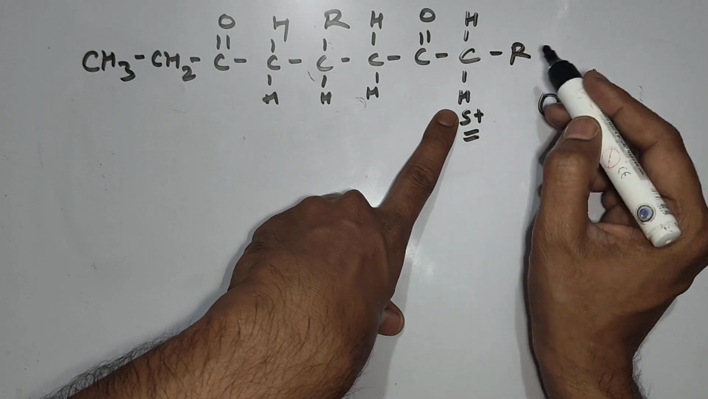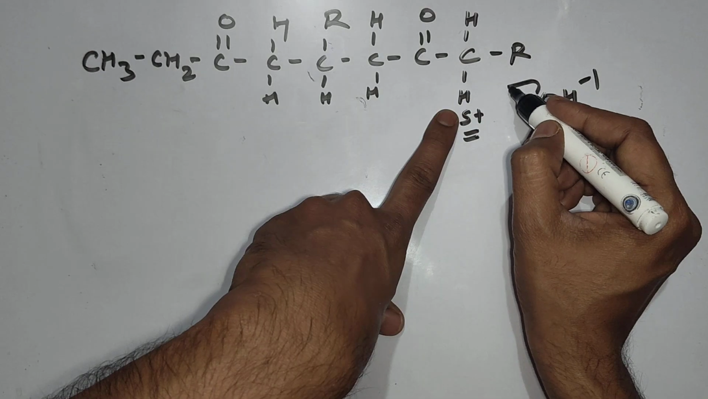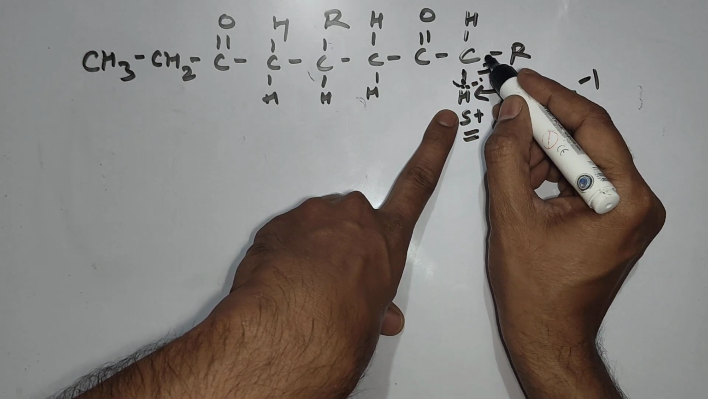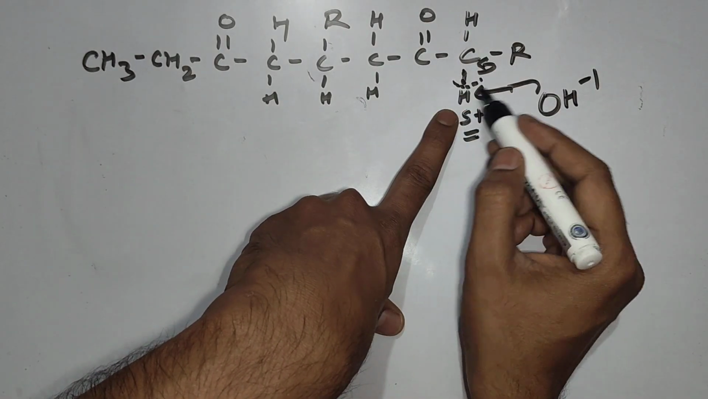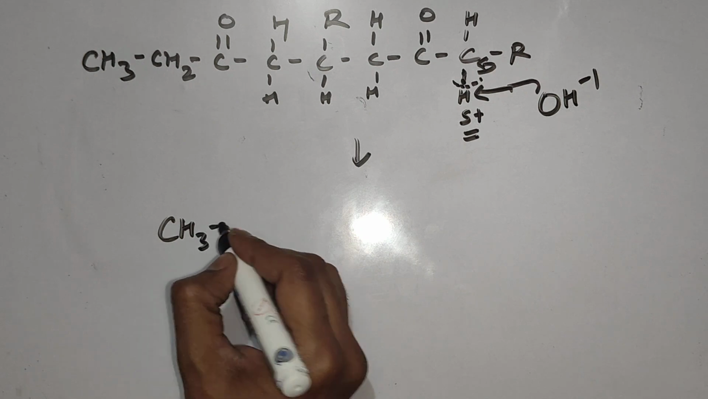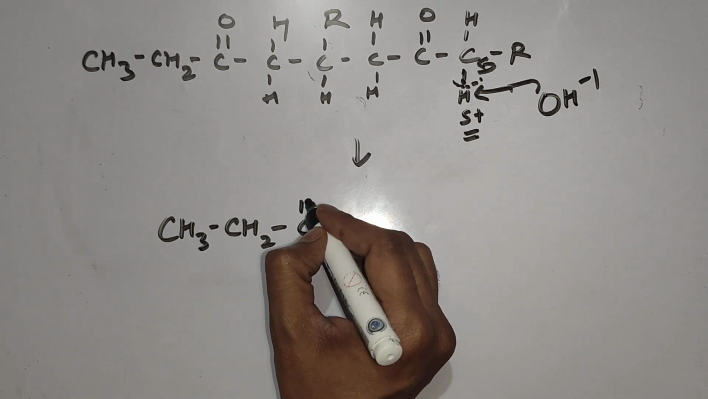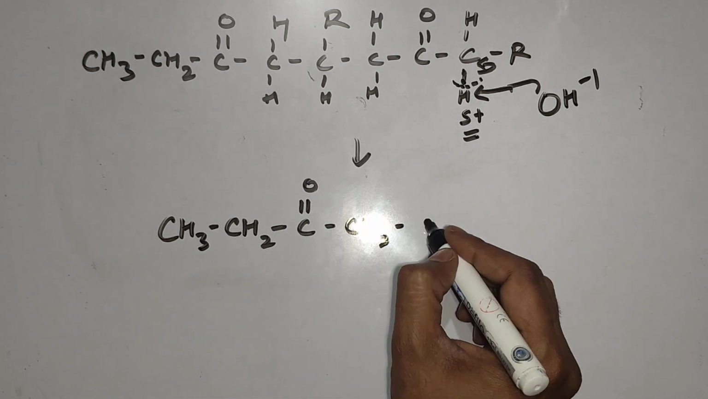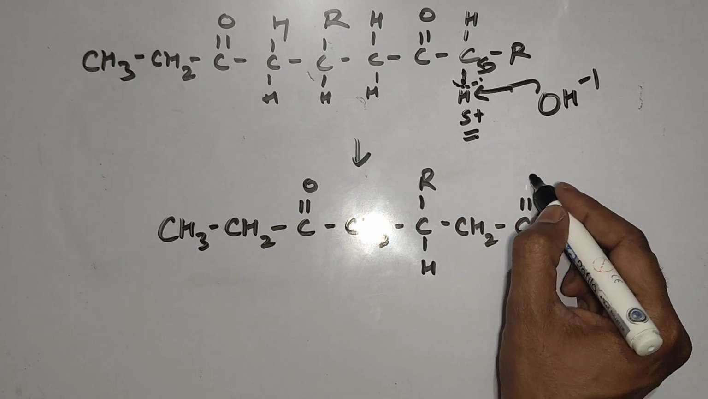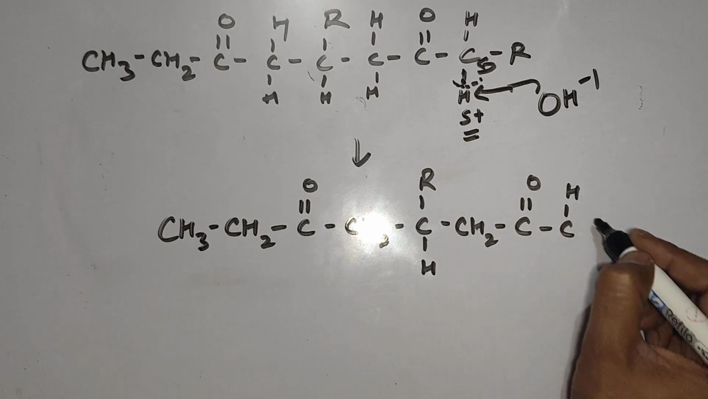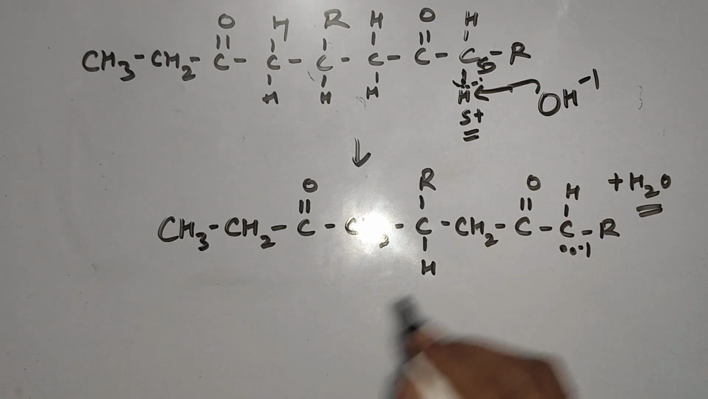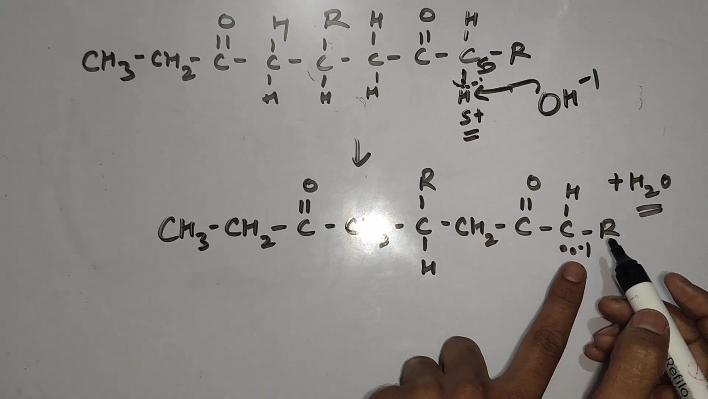This is acidic hydrogen, and it will again be attacked by OH, and bond breakage will occur. Electrons will shift toward carbon. Again a carbonyl will be generated. CH3, CH2, CO, CH2, CH2, CO, CH, R, and this will become a carbonyl. H2O will be released, same as in the first step. Now this is a carbonyl.